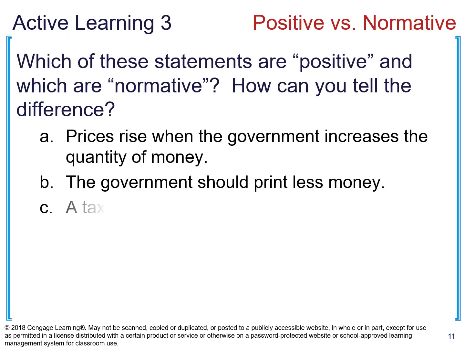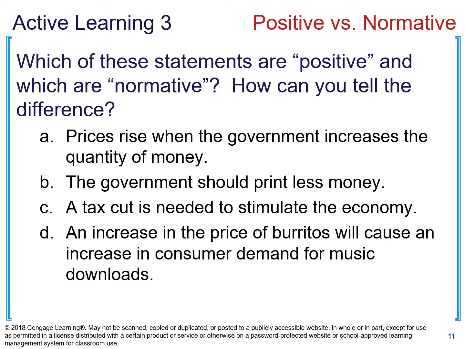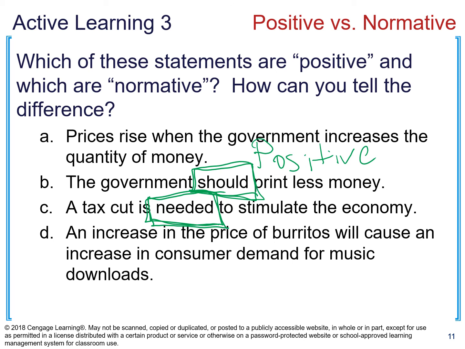And I think we have a couple of examples over here. Prices rise when the government increases the quantity of money. What kind of statement? It's going to be positive, isn't it? It's just a description. The government should print less money. What kind of statement is that? Should. They recommend what to do. It's going to be a normative statement. A tax cut is needed to stimulate the economy. They're saying we need to do something. They advise you what to do. So therefore, it's going to be a normative statement.